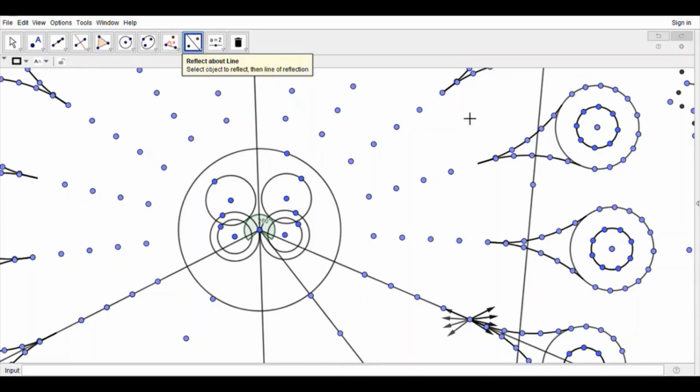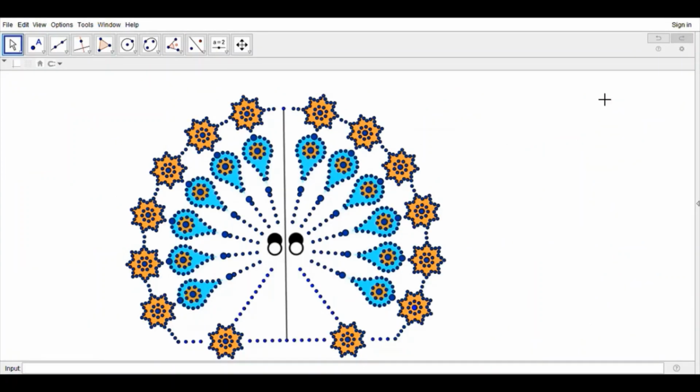Finally, after some coloring and making some points bigger and some of them tinier, you should end up with a shape like this one.